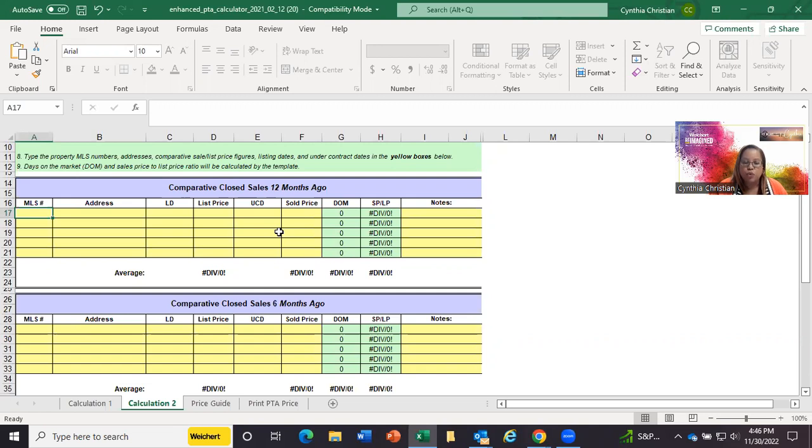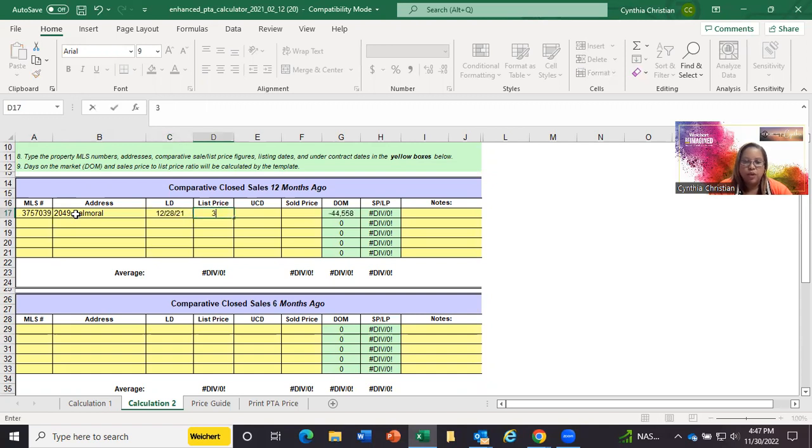When did they close? When was it listed? So this was a property that was listed in December of 2021. So I'm going to put the MLS number 3757039. The address is 2049 Balmoral. The list date, 12/28/2021.